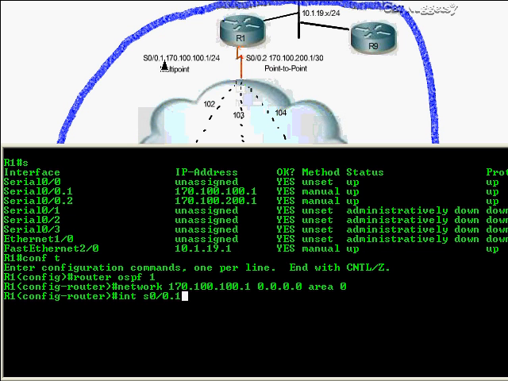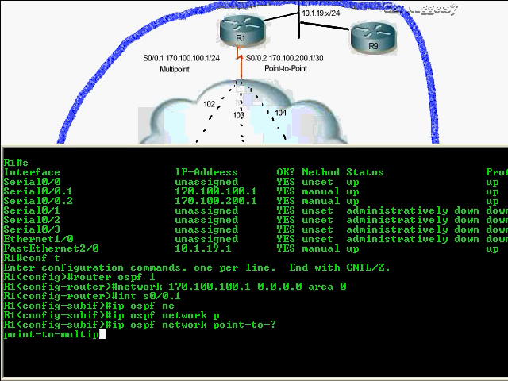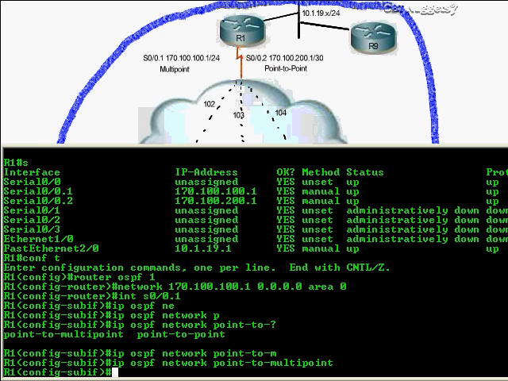And now I'm going to go into interface serial 0/0.1, because that's the multi-point interface, and type in the one command, IP OSPF network point to, and you can type in point to multipoint or point to point. So I'll type in point to multipoint and hit enter.